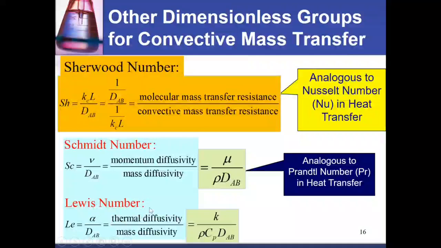We have also the ratio of the thermal diffusivity over mass diffusivity. So this is alpha over DAB, and it's also equal to K, the thermal conductivity, over rho Cp DAB. This one we call the Lewis number. So the Lewis number is the ratio of thermal diffusivity over mass diffusivity. Okay, we'll be using the Sherwood number and Schmidt number a lot in this chapter and chapter 28.